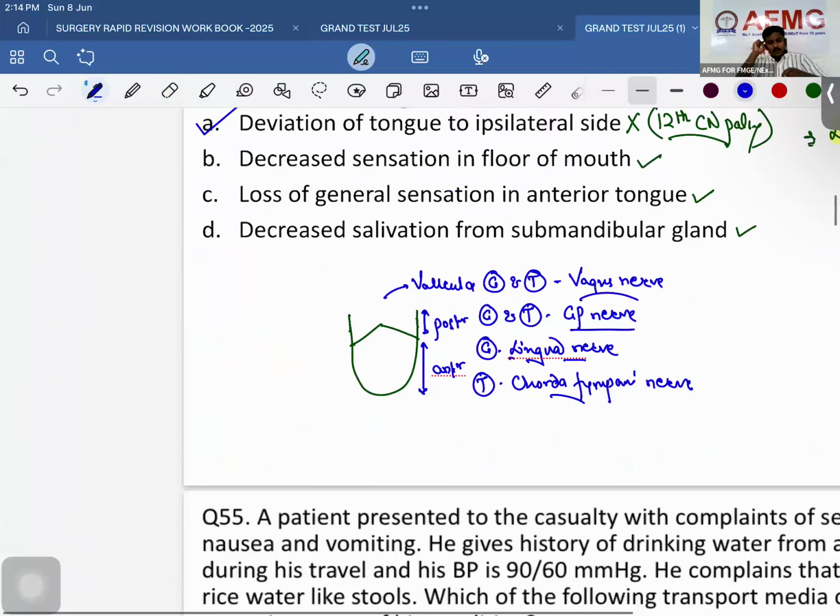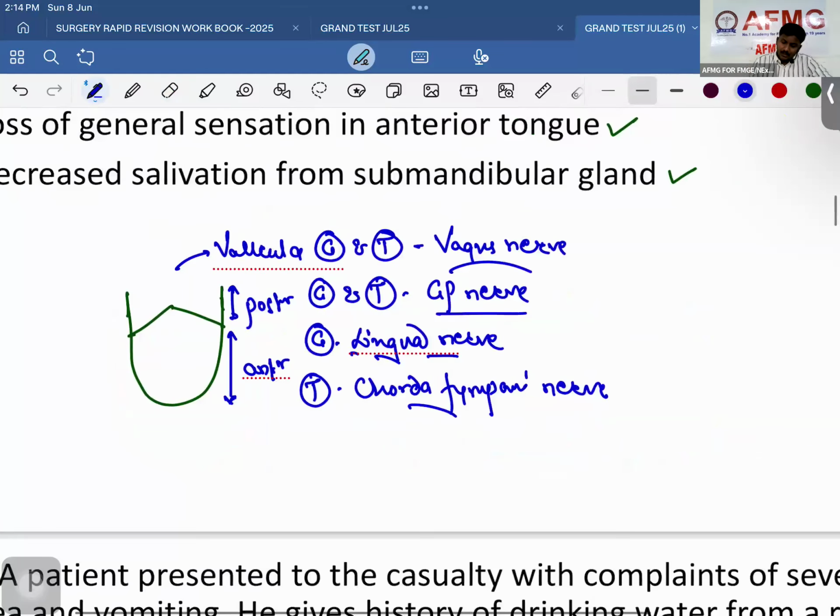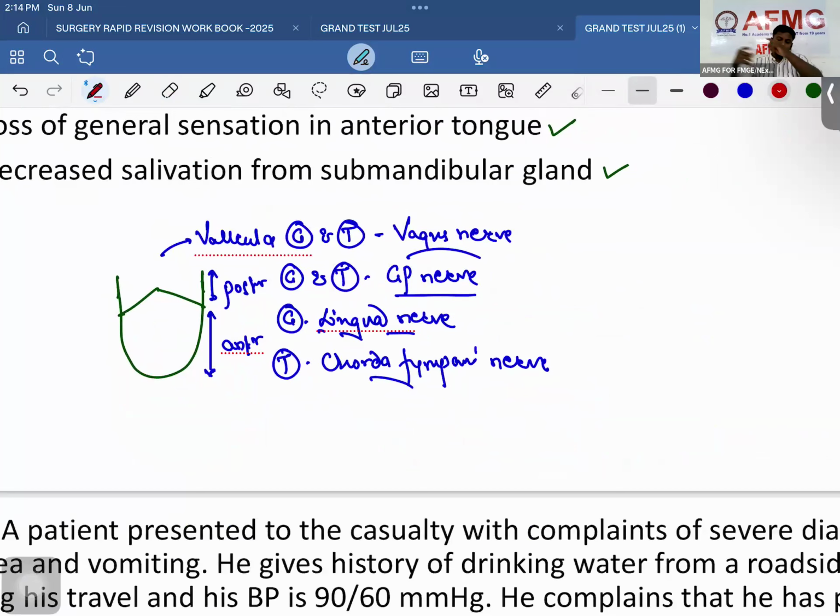Hopefully clear. So this is the sensory nerve supply of the tongue. That is what is important to be remembered. Clear? 5, 7, 9, and 10.